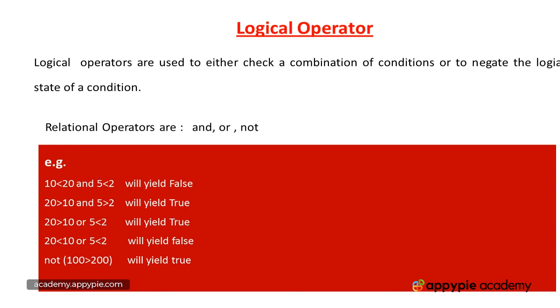When I write not 100 greater than 200, the not operator, this logical operator, is used to negate a condition. What I mean to say is, we will check the condition. If the condition is false, the result will be true. If the condition is true, the result will be false. Now 100 is greater than 200, this condition is false. But because we have prefixed it with the logical operator not, which is also called the negation operator, the result that will be produced is true.